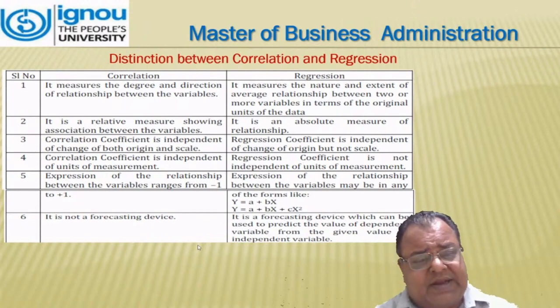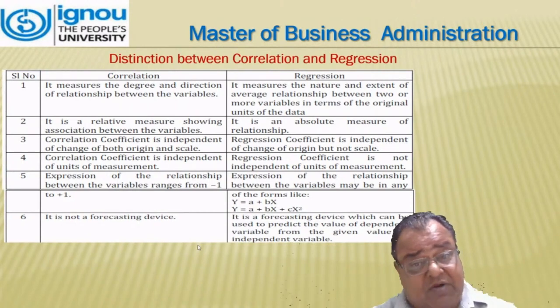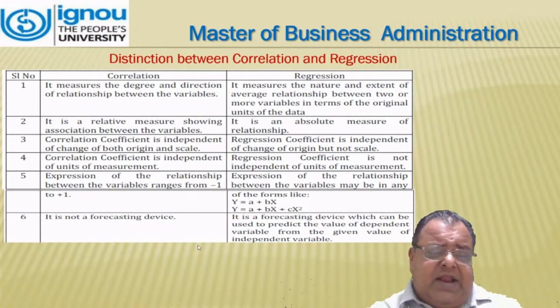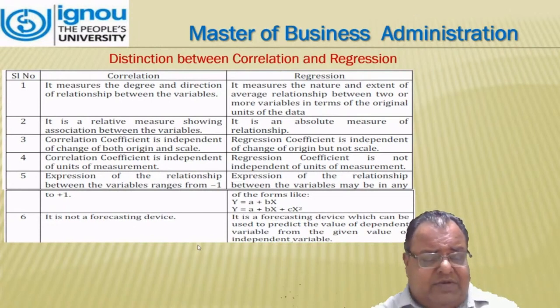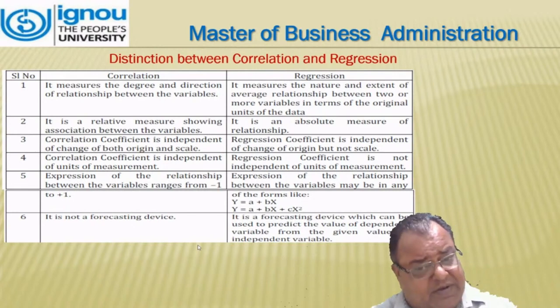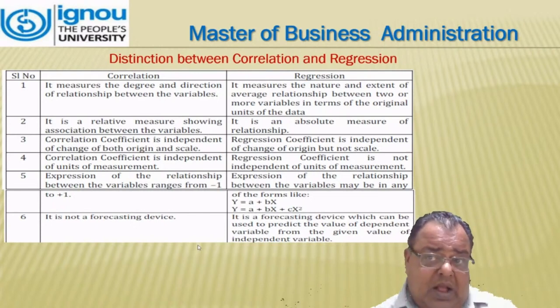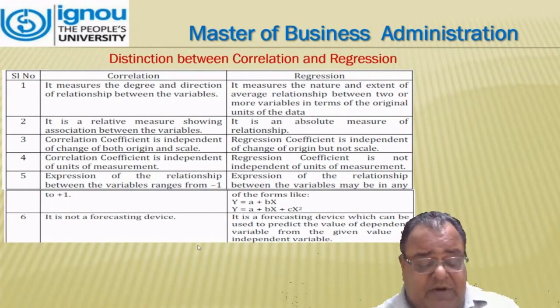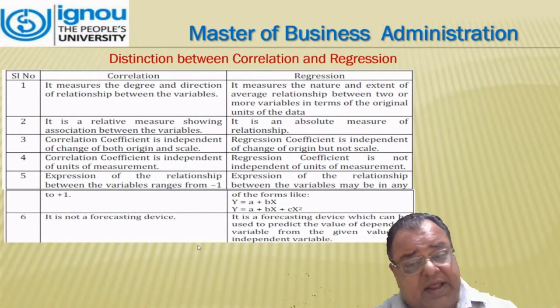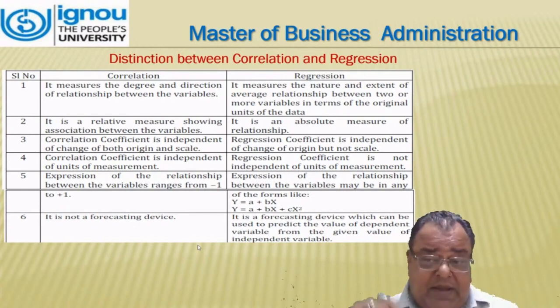Thirdly, the correlation coefficient is independent of the change of both origin and scale. But the regression coefficient is independent of change of origin but not of the scale. The expression of the relationship between the variables in correlation ranges from -1 to +1. But in the case of regression, we get two lines. It can be a linear line or a non-linear line. If we talk about a linear line, the relationship will be in the form of y is equal to a plus bx. And if it is a quadratic function, it will be a parabola in nature.